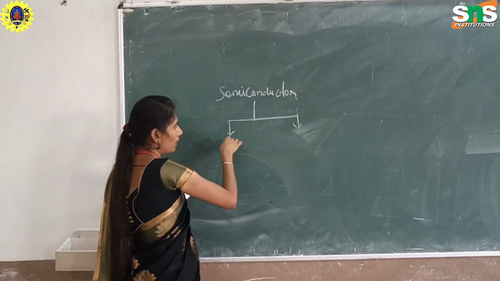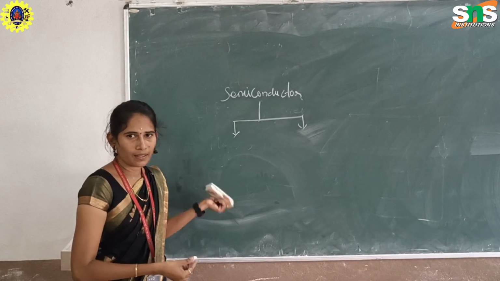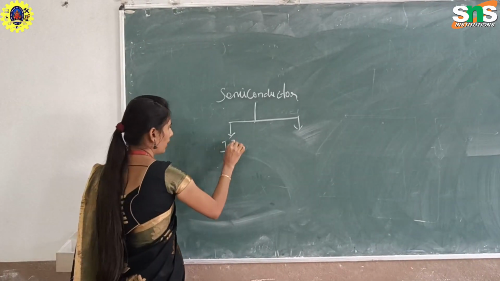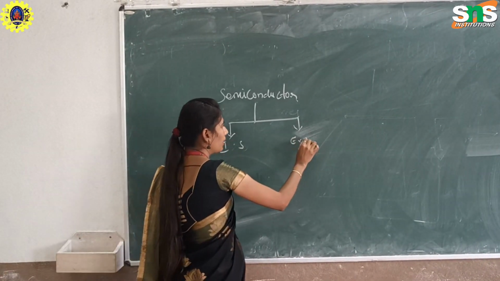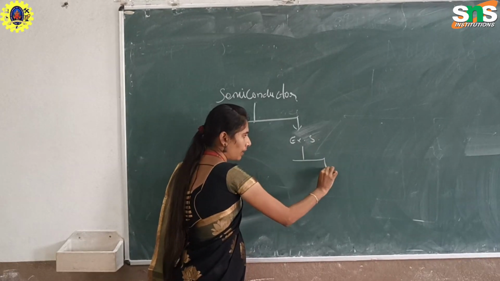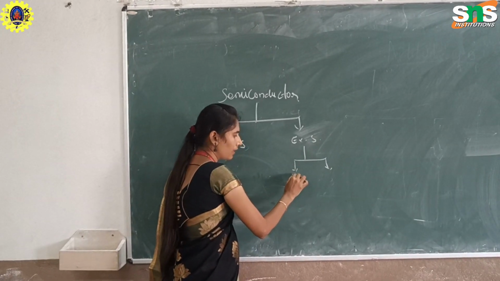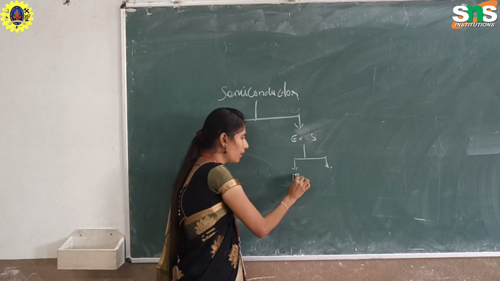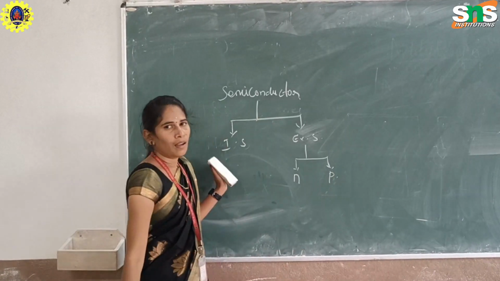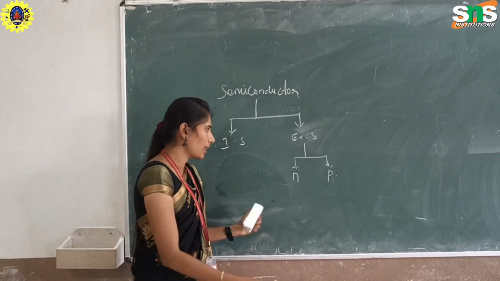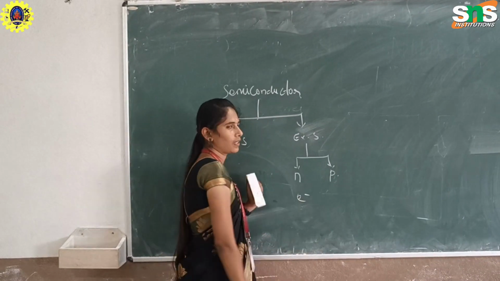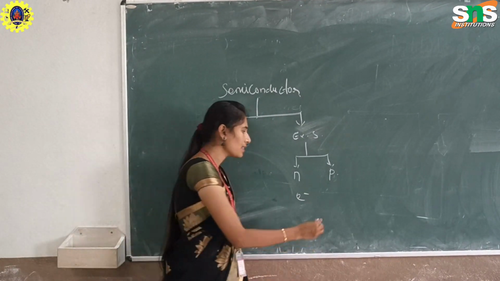partially conducting materials are also divided into two types: intrinsic and extrinsic semiconductors. And the extrinsic semiconductor is also classified into two types. What are the two types? N-type and P-type. In an N-type semiconductor, the majority charge carriers are electrons. In the case of a P-type semiconductor, the majority charge carriers are holes.